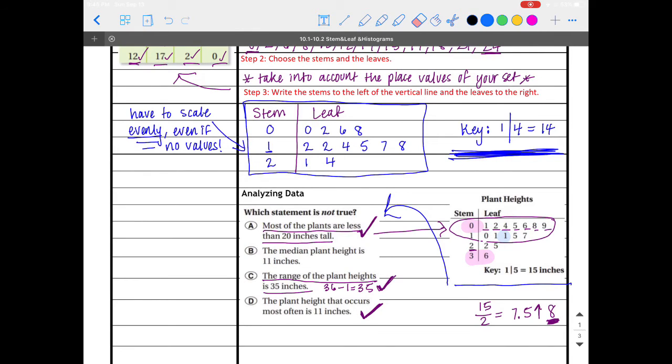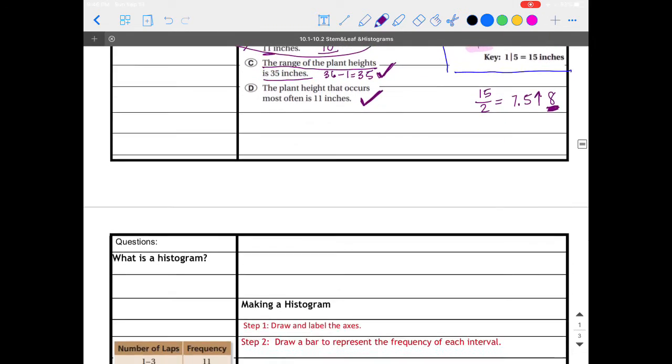And you can see when we count to 8 over here, the value we actually end up with is, 1, 2, 3, 4, 5, 6, 7, 8, this 0 right here, which would tell us that our median would actually be 10. And this says it's 11, which is not true. So B is actually the one that is not true. The median plant height is not 11 inches. Okay, so that's how we use a stem and leaf plot to analyze data. All right, so let's go ahead and move on to our next topic, which is histograms.